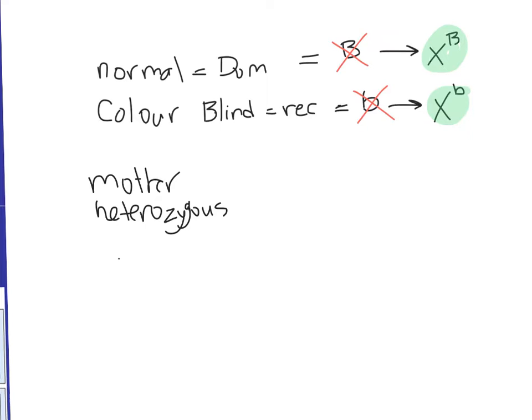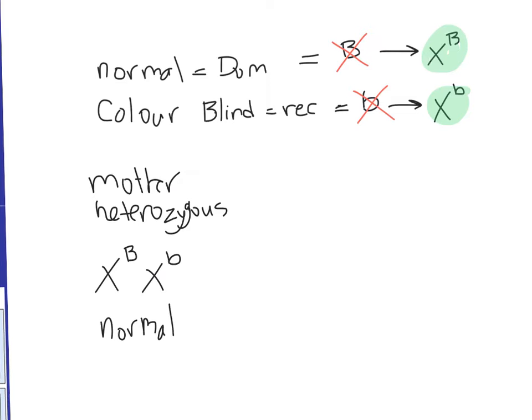That means that she's going to have one big B and one little b. I want you to take a moment and see if you can figure out her phenotype. Is she colorblind or is she going to be normal? Pause the video if you need to. And I'm going to go ahead and write that she is normal.